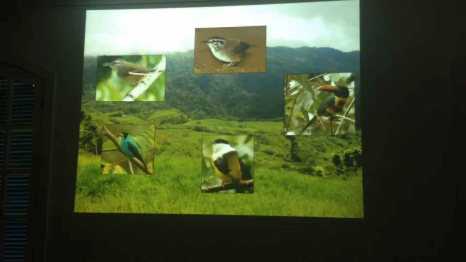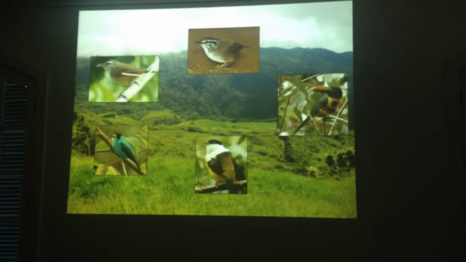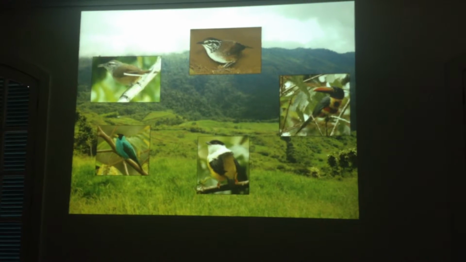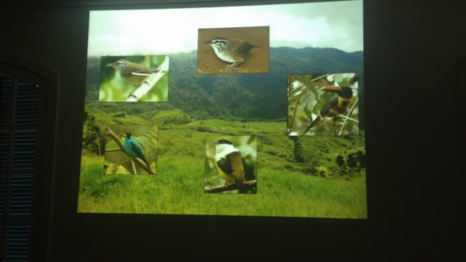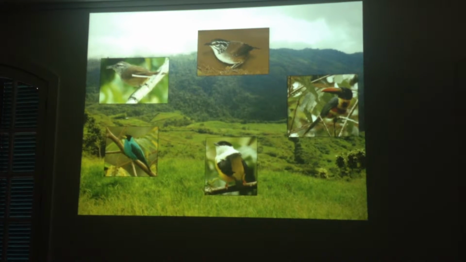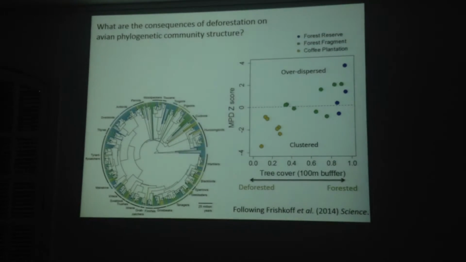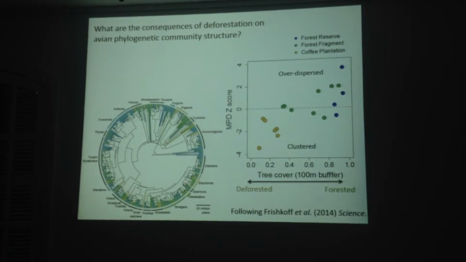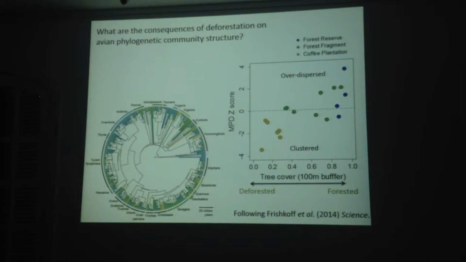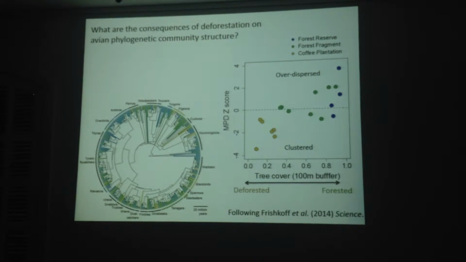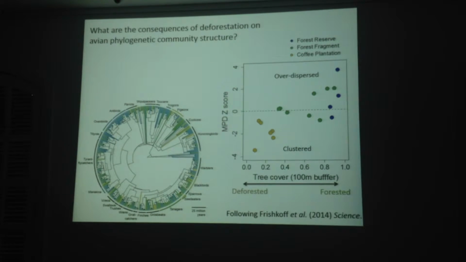But there are also tons of them that are restricted, somewhat bizarrely, to these new evolutionarily novel deforested environments. So we might want to understand why that is. And one way to begin to approach this question is through community phylogenetics. So we can think about what are the consequences of deforestation for, say, avian phylogenetic community structure.